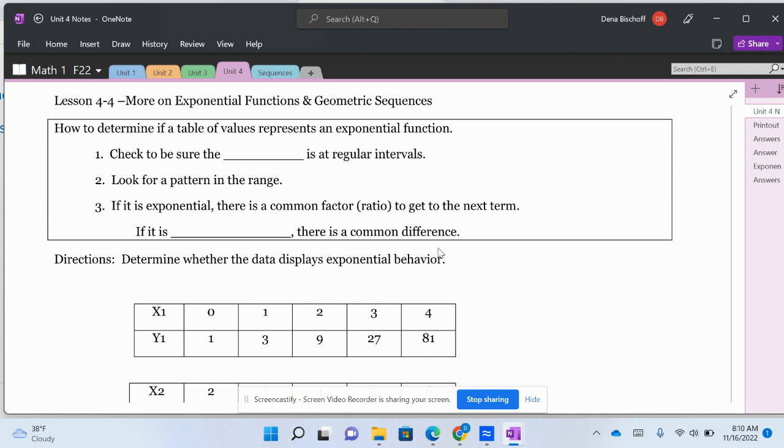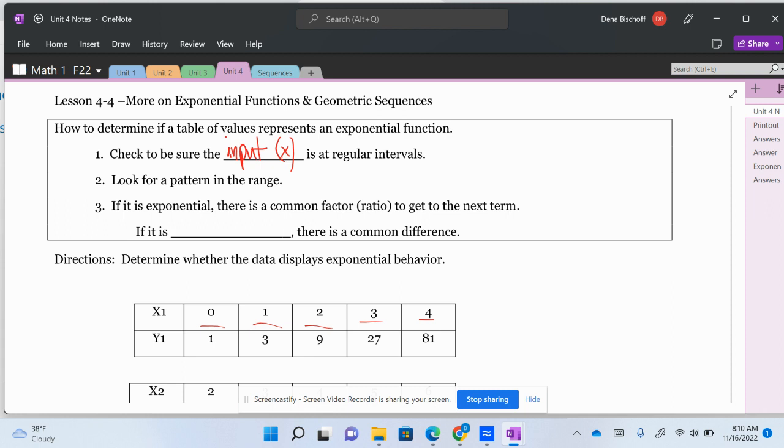Well, the first thing that you want to check is you want to make sure that your input values, so your inputs or your x values, and put x in parentheses because usually it's an x that we input, but sometimes, like you saw in that last example, the exponent was actually a t. So it's not always x, but you want to make sure that your input values are at regular intervals, meaning 0, 1, 2, 3, like we're counting in a row, okay? And then you want to look for a pattern in the range.